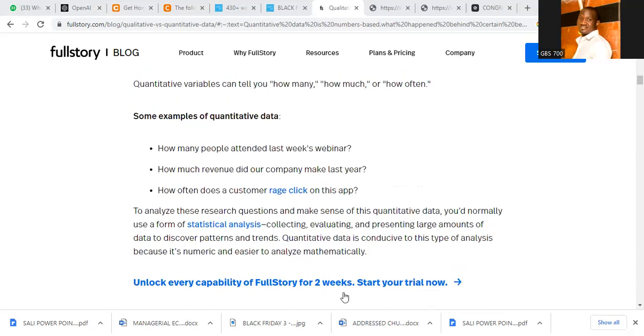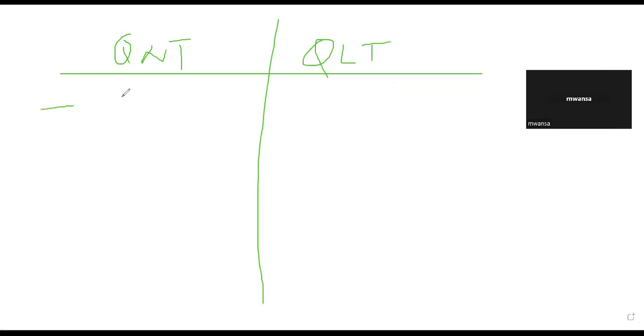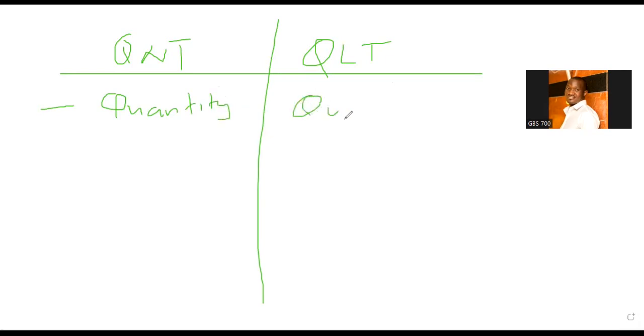So a quick recap, can you remember? I've talked about 2 types of data. What types of data do we have? We have quantitative and qualitative. What's the difference between quantitative and qualitative data? Quantitative is quantifiable, can be counted. Good. We're looking at quantities, whereas qualitative, we're looking at quality. So you need to distinguish between quantitative data and qualitative data. So far, are we together?